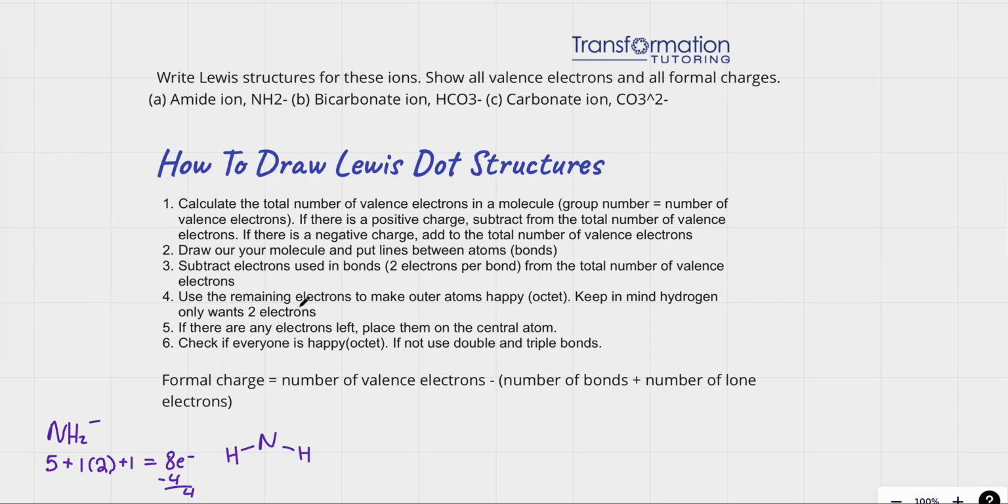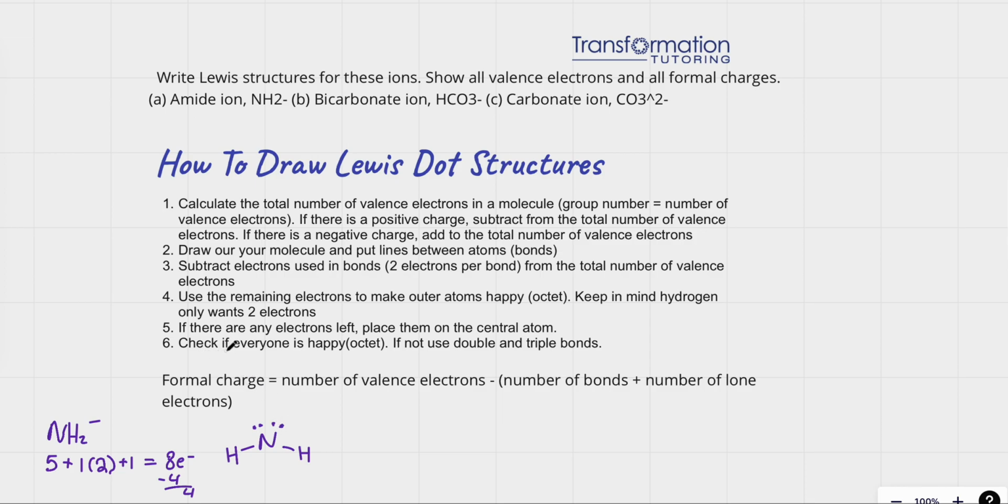We have to use the remaining electrons to make outer atoms happy, but we have to keep in mind that hydrogen only wants 2 electrons. So our outer atoms here are hydrogens. Hydrogen only wants 2 electrons, and it already has 2 electrons. Each one of these hydrogens has 1, 2. So if we do not give it any more electrons, where do our 4 electrons go? The remaining electrons have to go on the central atom. So 4 electrons go on the nitrogen.